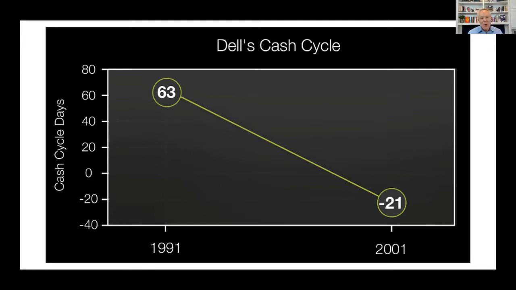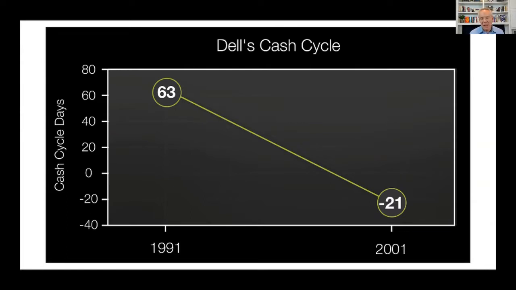So what does that mean? What that means is in 91, Dell had 63 days worth of investment until they received the money from their customer on the products and services that they sold. With a negative 21-day cash conversion cycle, that means they literally had their customers' cash 21 days before they had to invest a nickel. Said another way, the more Dell sold, the more cash it generated to fuel its growth. And the rest is history.